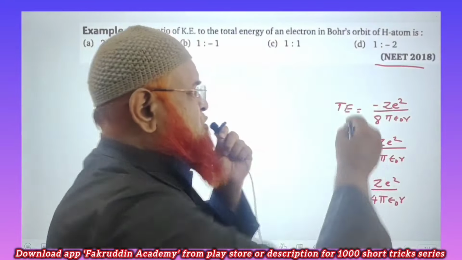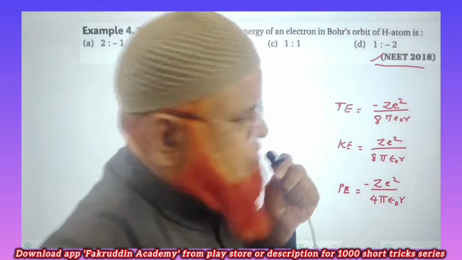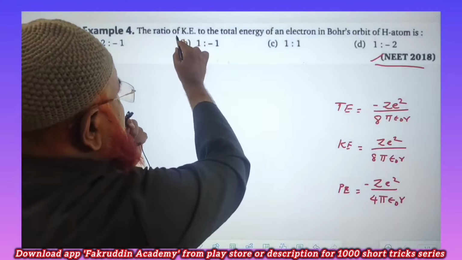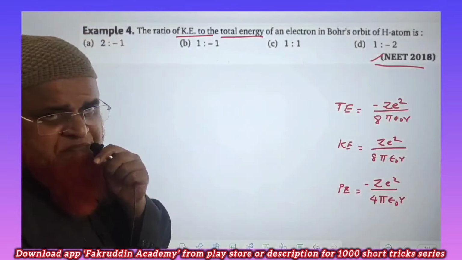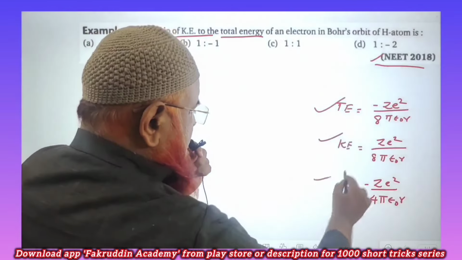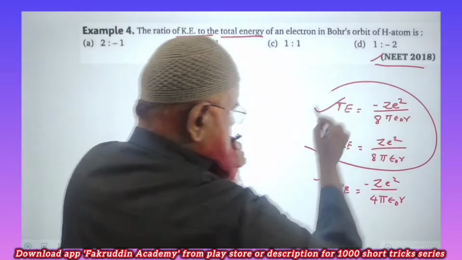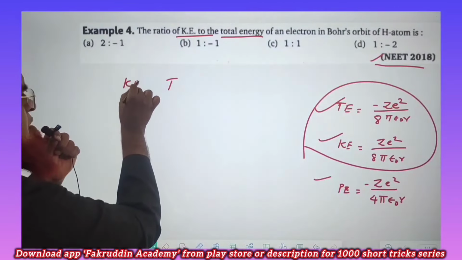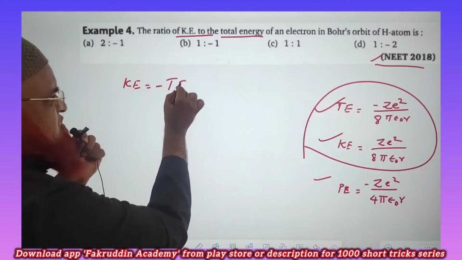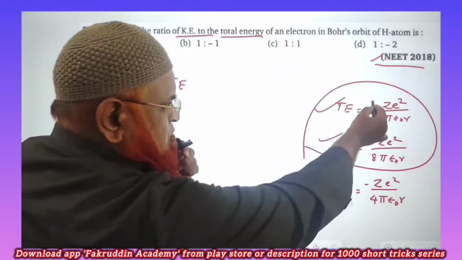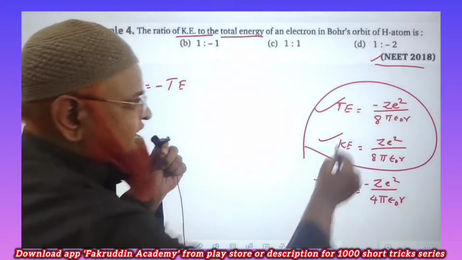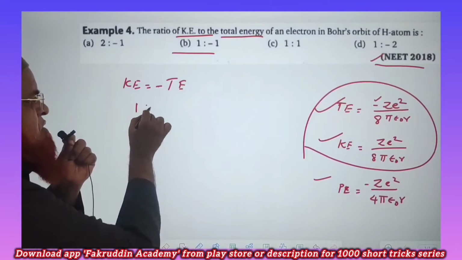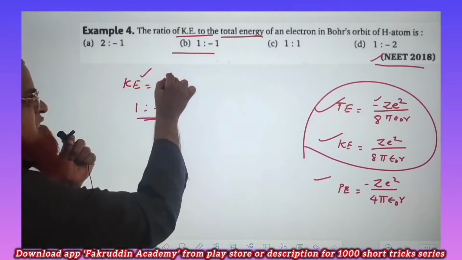My dear friends, this was a question asked in NEET 2018. He is asking us to find out the ratio of kinetic energy to that of total energy. And you know the formulas for total energy, kinetic energy and potential energy. If you take these two formulas, it is understood that kinetic energy is equal to minus times the total energy, because the minus sign is there. So with this it is understood that B is going to be the correct option, because 1 is to minus 1. This is 1, so this should be minus 1.